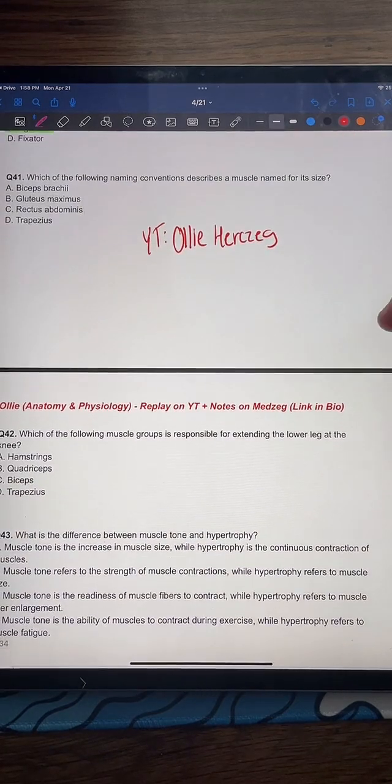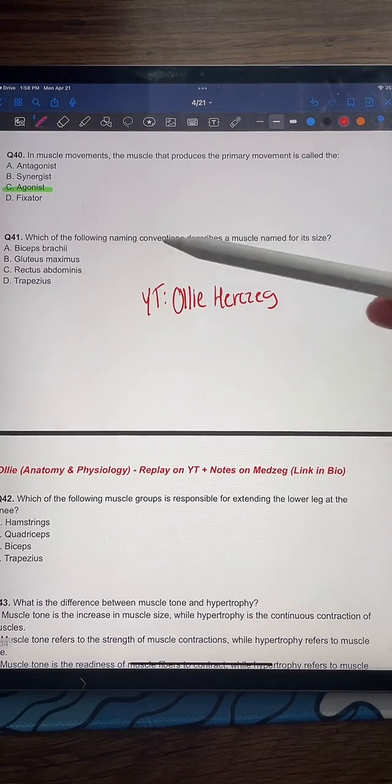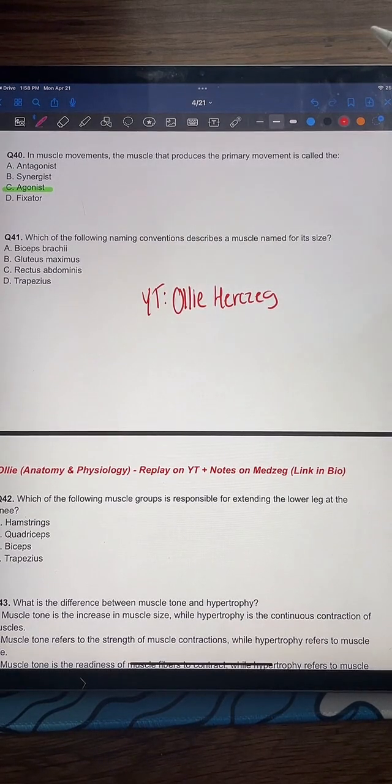41, which of the following naming conventions describes a muscle name for its size?